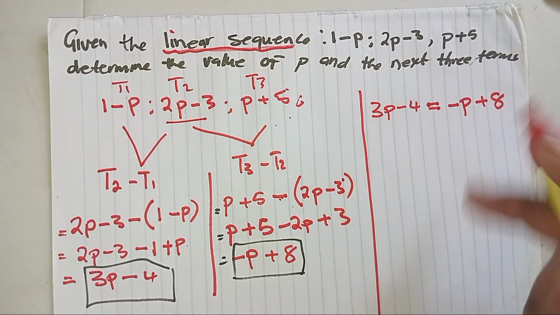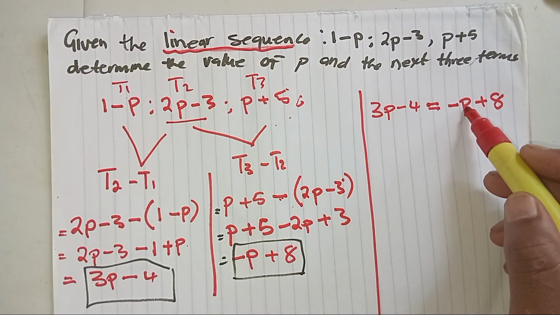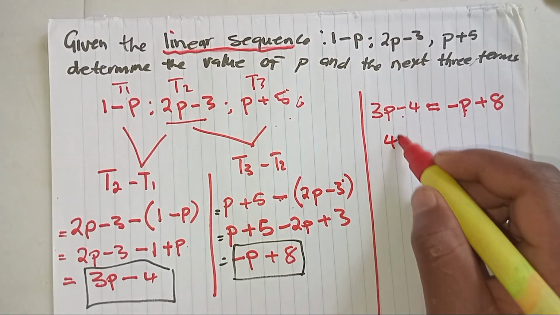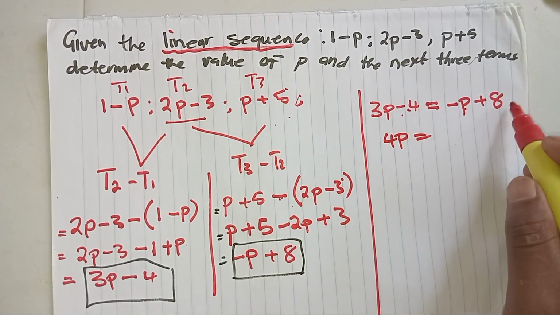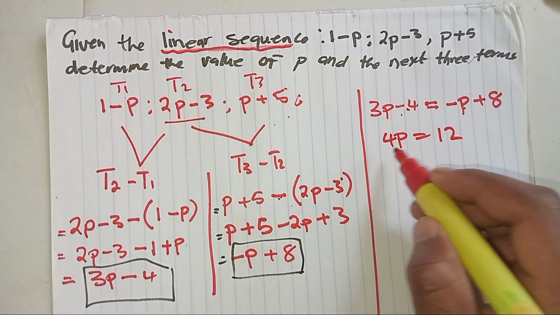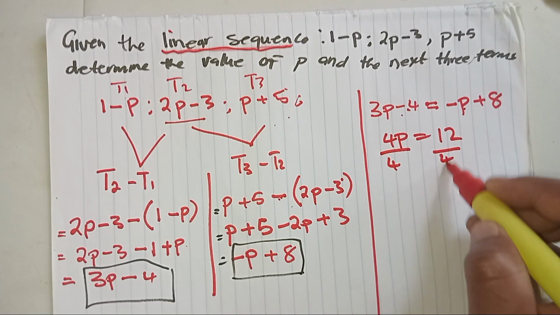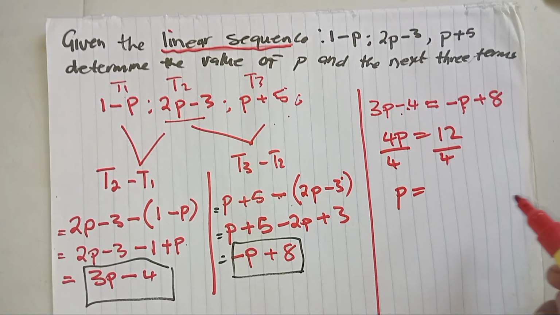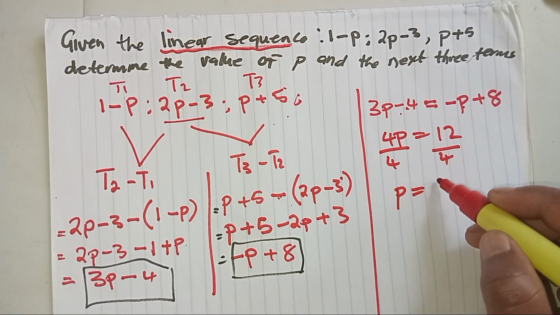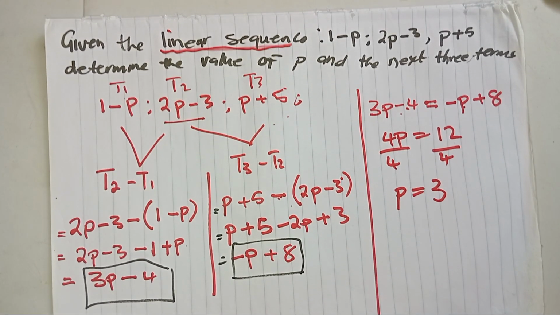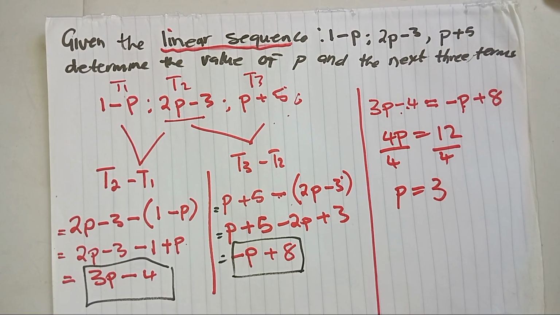Now you have equated them, and you solve for p. We take this p to the other side, we're going to have 4p equivalent to, we take this one to the other side, 8 plus 4, which is 12. We divide by 4, we divide by 4. And then p is going to be equivalent to 12 divided by 4, which is 3. So the value of p is 3.